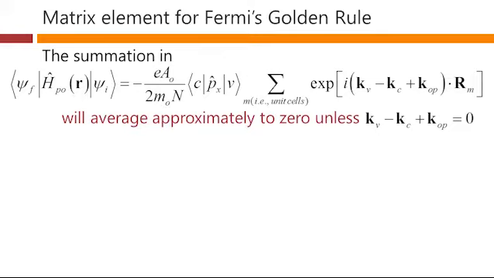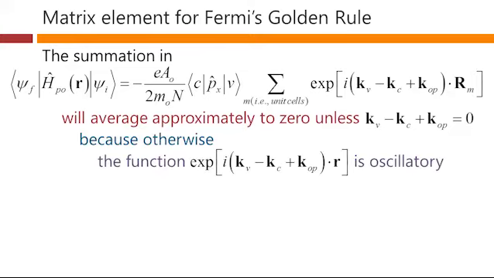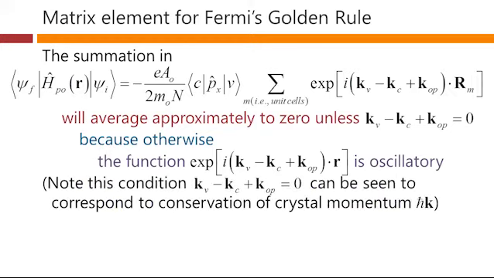of all three of these wave vectors is 0. Otherwise, we have a rapidly oscillating function when we sum over the entire crystal here, and it will in general average to 0. This condition here that we expect this wave vector minus that one plus the optical wave vector to be approximately 0 essentially corresponds to conservation of crystal momentum.